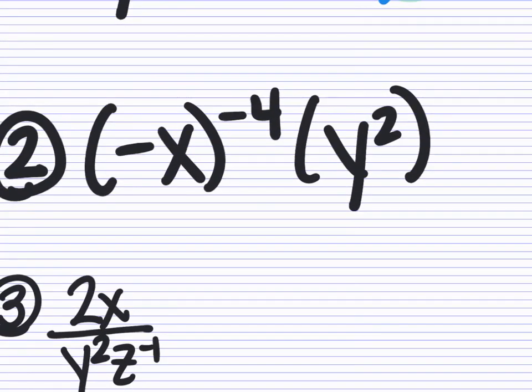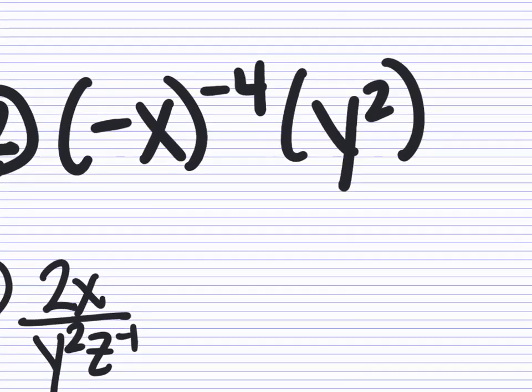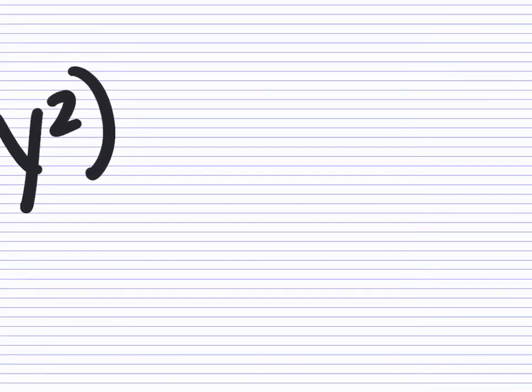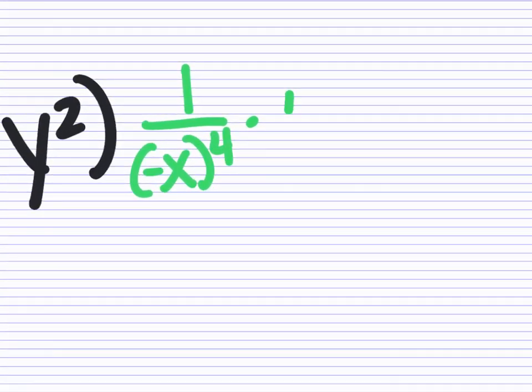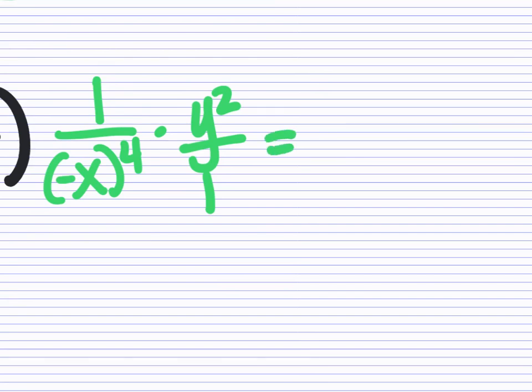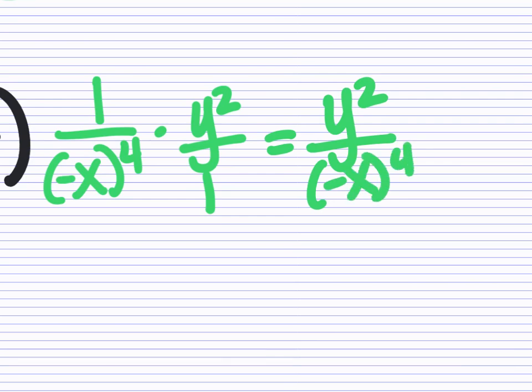Looking at number 2. Again, with number 2, we have two different bases. We have a base of x and a base of y. So our base of x is to the negative 4th. So I get 1 over x to the 4th times y to the 2nd. I'm going to put this over 1 just so you can see what's happening here. When I multiply straight across, I get y squared over x to the 4th.